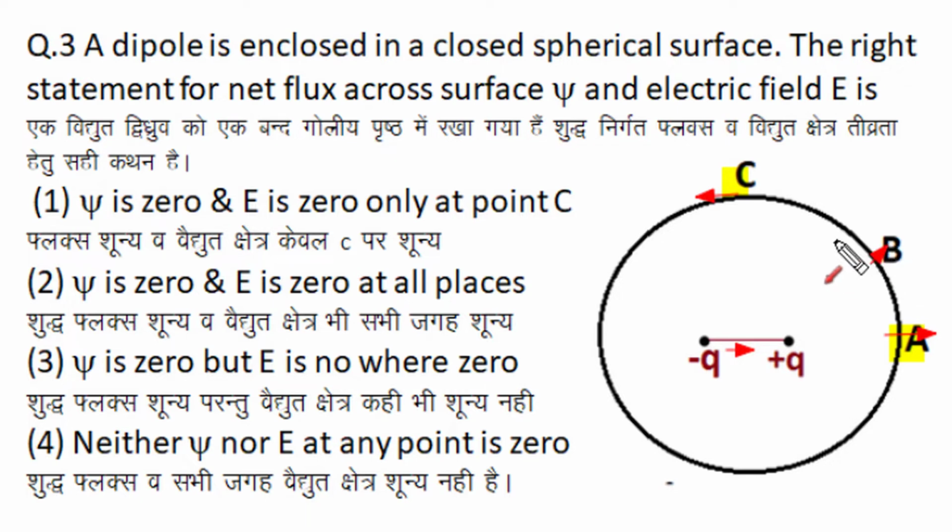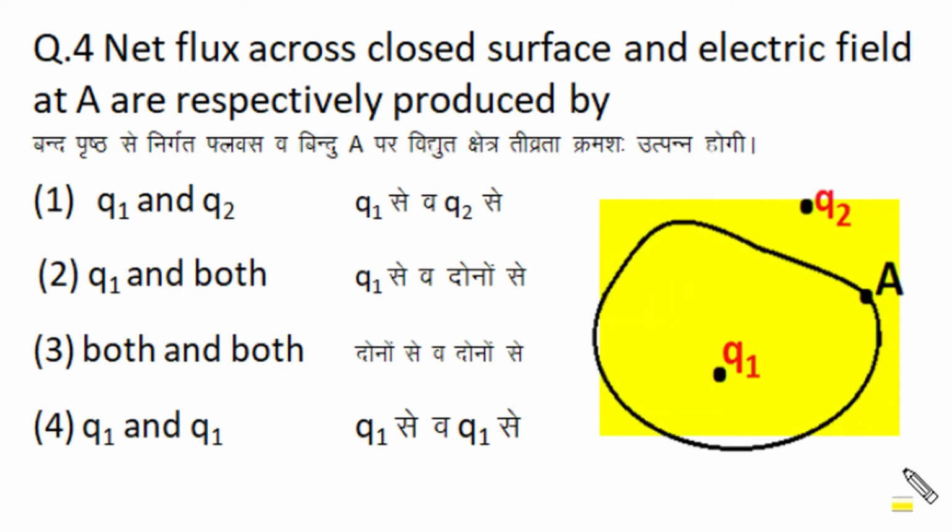In fact, at some positions of the sphere electric flux is outward and at other positions it is inward, and when we take the summation, net flux from this closed surface becomes 0, as the total enclosed charge within the closed surface of this dipole is 0. We are given a closed surface passing through observation point A, and there are two charges. One, Q1, is enclosed in the closed surface and Q2 is outside of it, and we have to find the relation of net flux across this closed surface and electric field intensity at position A in terms of Q1 and Q2.